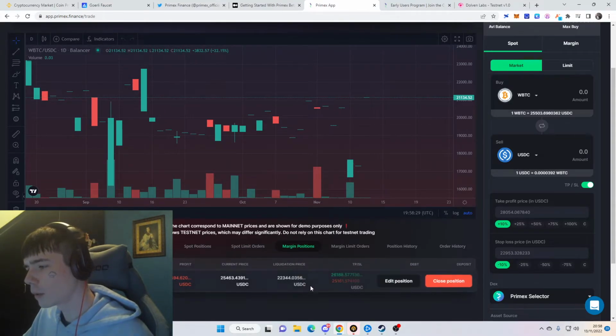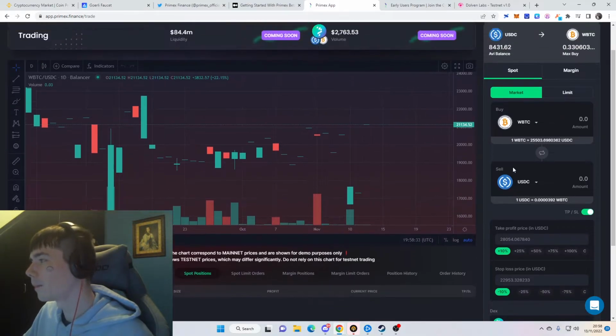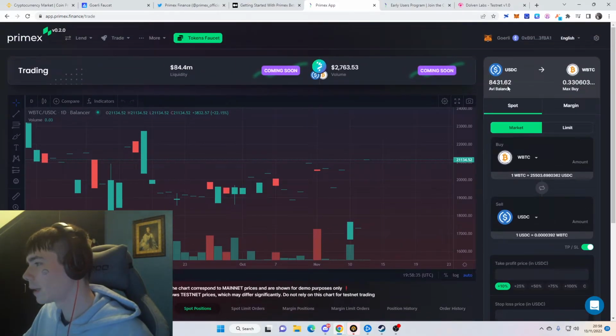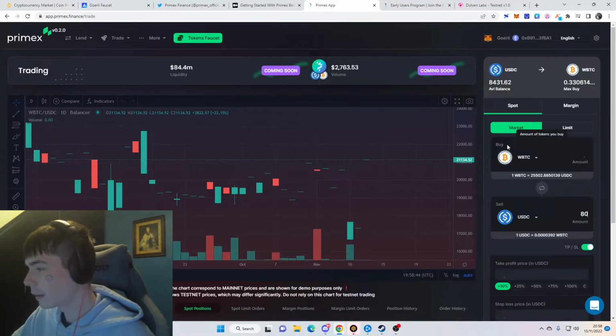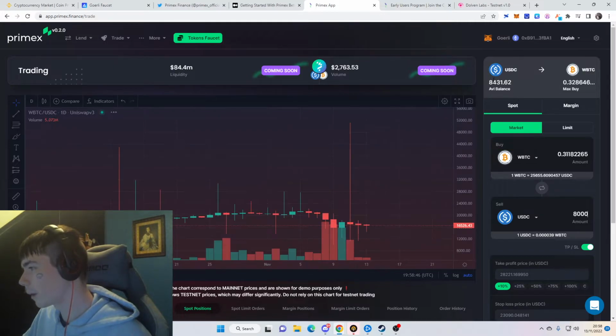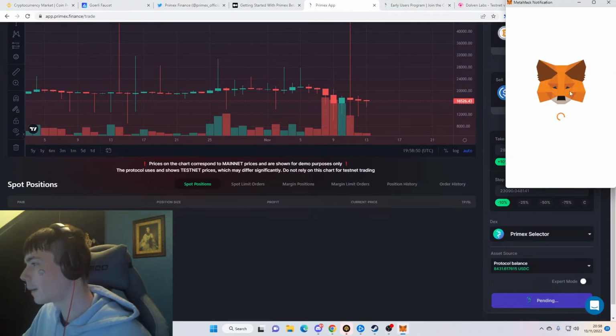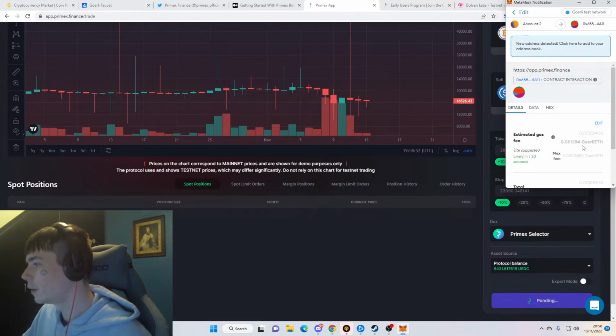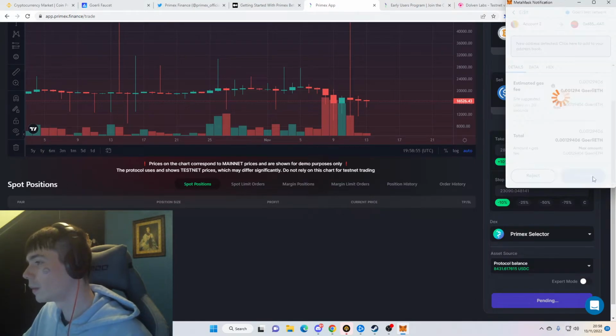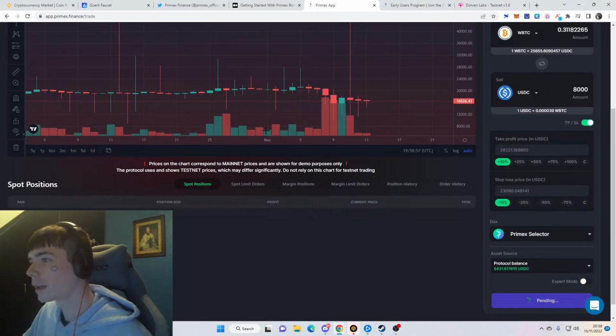I did a margin position with some USDC on Bitcoin, and we have available balance around 8,000 to do a spot trade. And I'm going to just show you how it's done. Put in the number you want to put into the trade, okay, and then you hit swap, and again your MetaMask will show up. You need some Goerli test Ethereum, so hopefully you have some in your wallet. If not, again, go into the faucets where you can do that.